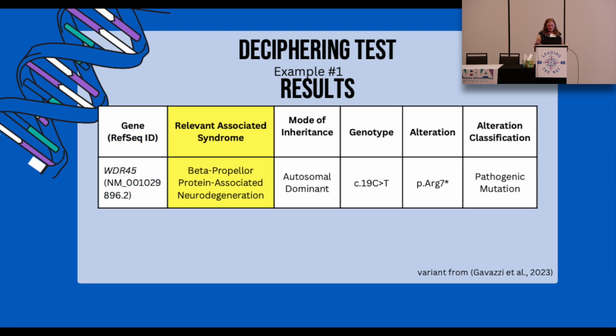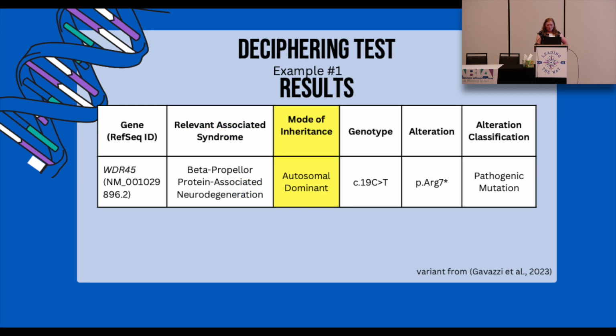And then the next thing will say the relevant associated syndrome. It may say BPAN, or it may say whatever your child has, what you would think of as the NBIA disorder, but there could be other names. For example, I've heard NBIA type 5, WDR45 disorder, or SENDA, which is static encephalopathy of childhood with neurodegeneration in adulthood. And that is just dependent on the lab and what they find in the literature.